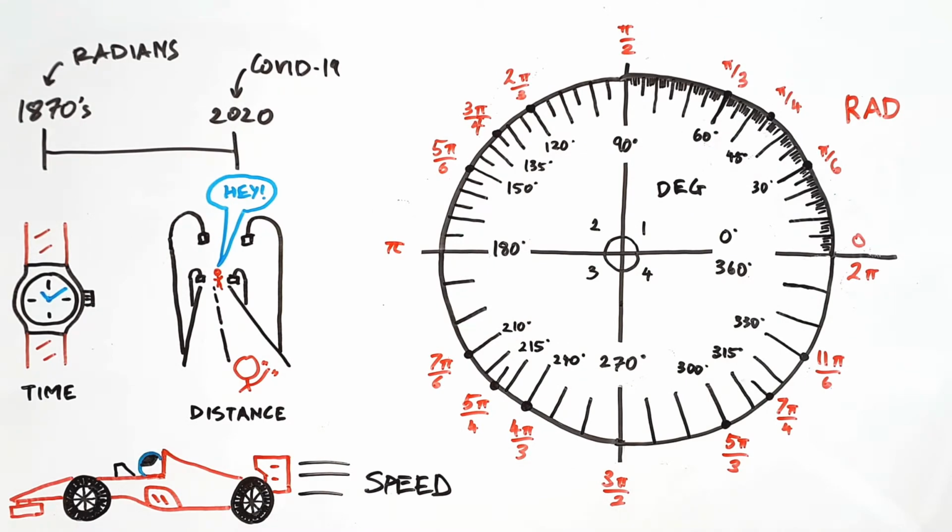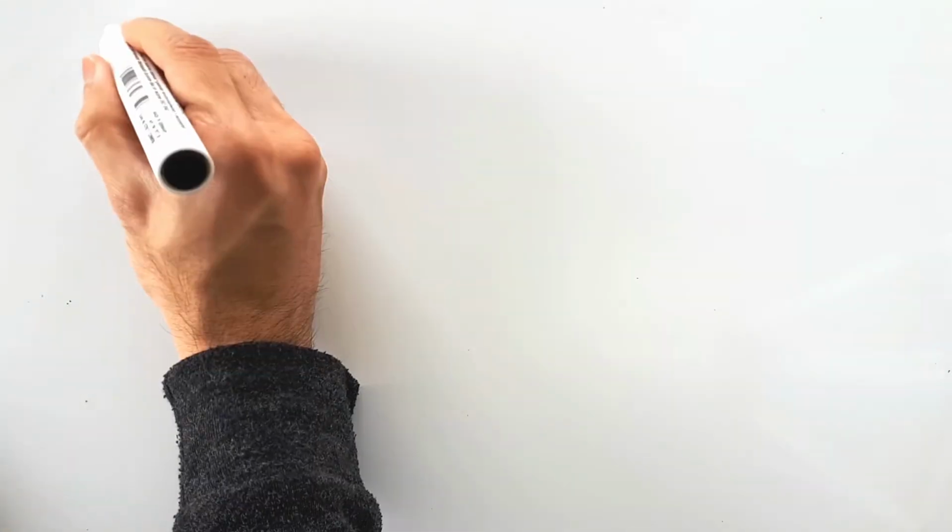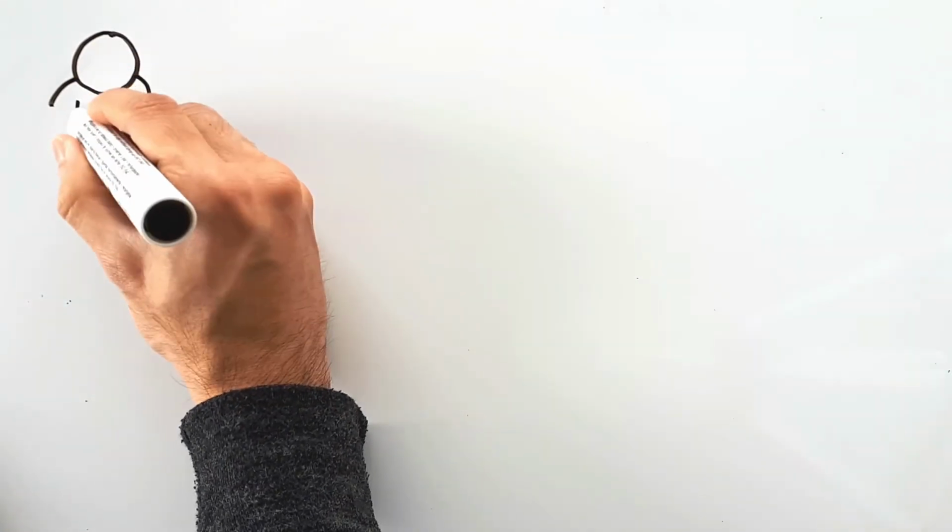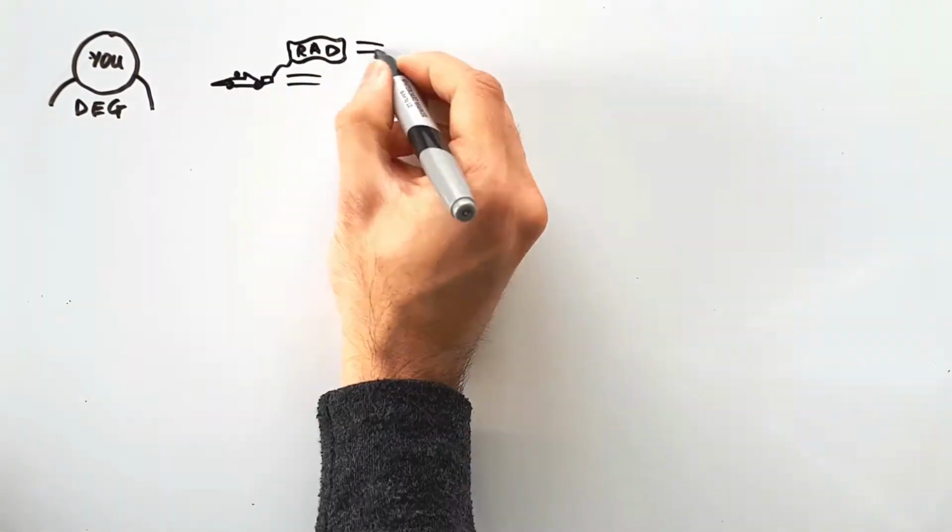The key difference is this. If you're watching a car move, degrees is measured from your perspective. Radians is measured from the car's perspective.